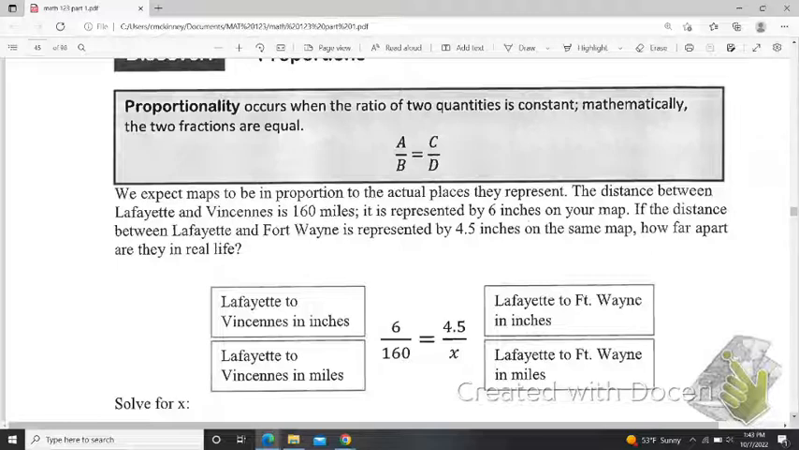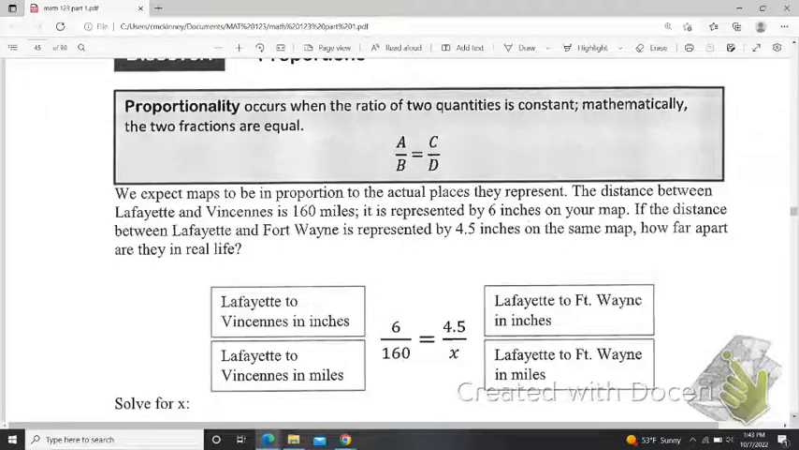Proportions are used for many things, such as when we use a map, and the map is of course drawn to scale. So if the 6 inches between Lafayette and Vincennes on the map represents 160 miles, then the 4.5 inches from Lafayette to Fort Wayne represents, we don't know how much, in miles. So we can always cross multiply and solve for x.